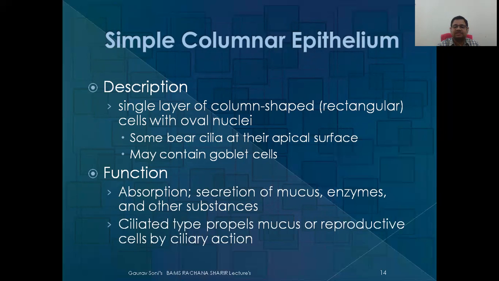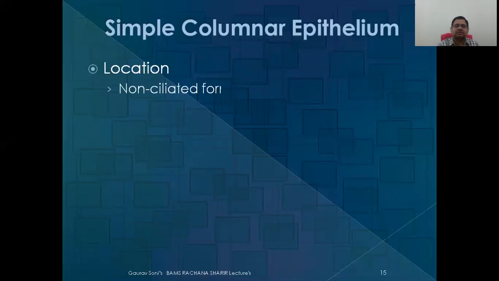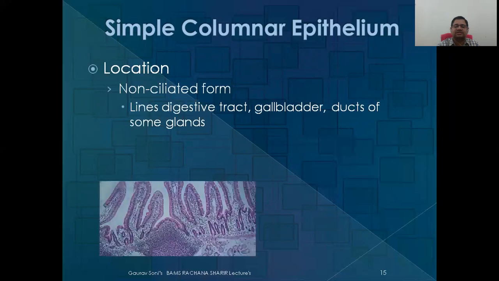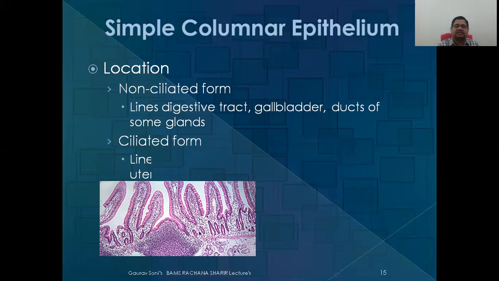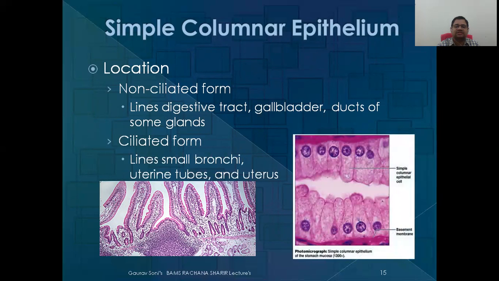The ciliated type propels the mucus or reproductive cells by ciliary action. Location: non-ciliated forms are basically found in the digestive tract, gallbladder, and ducts of some glands. Ciliated ones are found especially in the lining of small bronchi, uterine tubes and uterus. So cilia are found where something has to be pushed in a certain direction. Non-ciliated are basically for absorption and secretion.